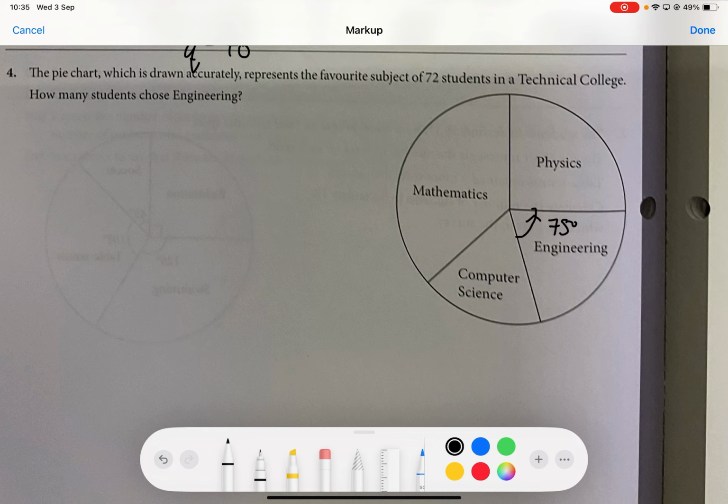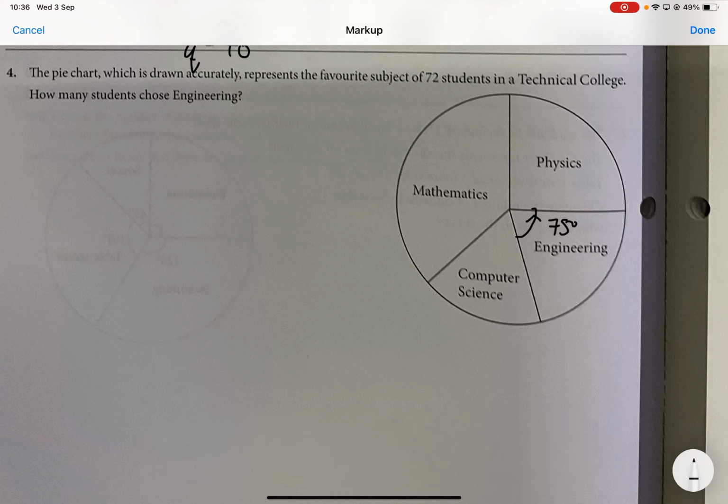Okay? So this is 75 degrees. If altogether 360 degrees represents 72 students, I want to know 75 degrees is how many students? It is a fraction. 75 out of 360 degrees, then the total is 72 students.